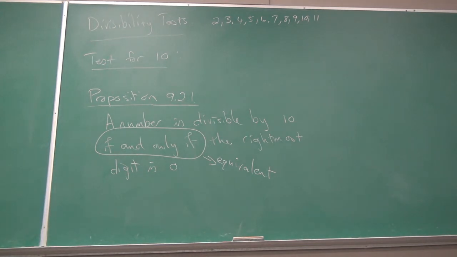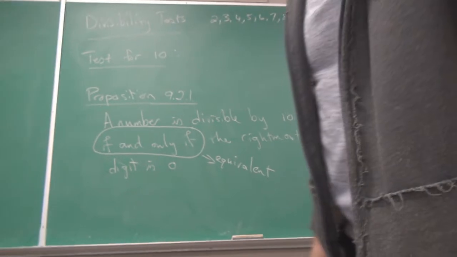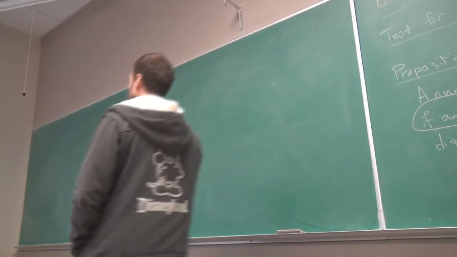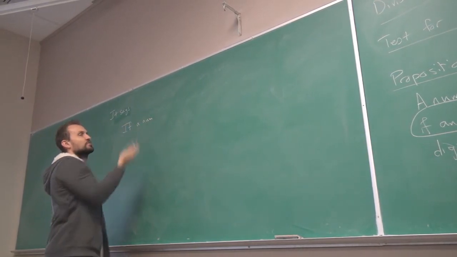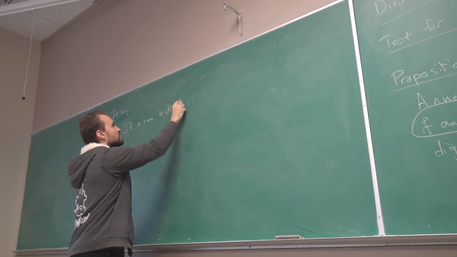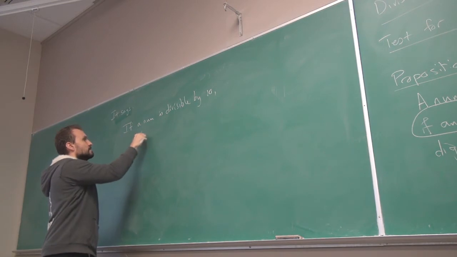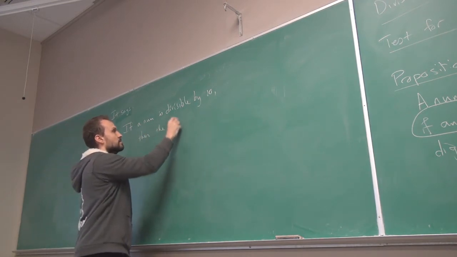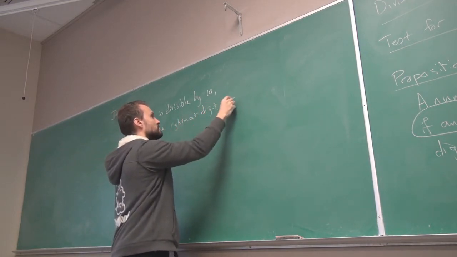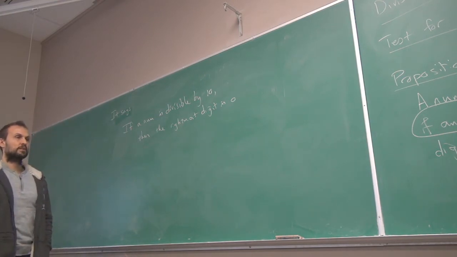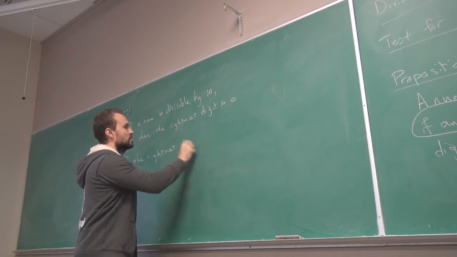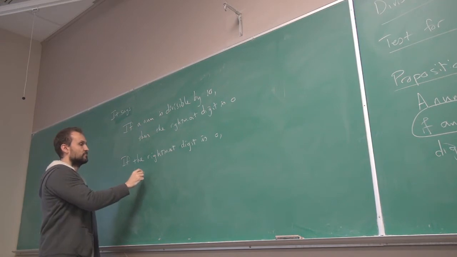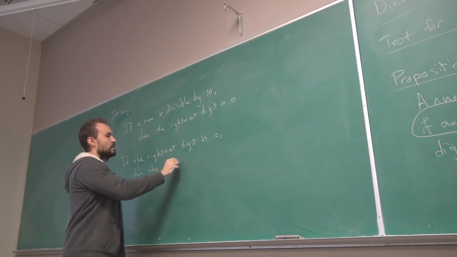So, I'm only doing it for this one, so that you can read those things if they ever come up in the future. We're not doing it for every one of them, but we're doing the easy test so we can focus on the language. We'll write it out. If a number, I'm just going to shorten it, is divisible by 10, then it follows that the rightmost digit is 0. If I have the first one, then I have the second. But also, if the rightmost digit is 0, then it has to follow that the number is divisible.